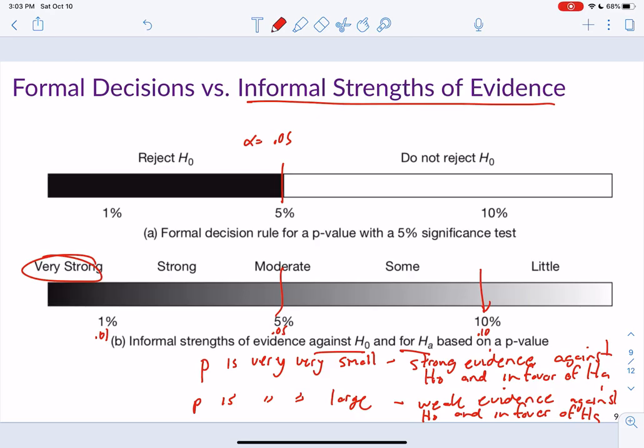a better approach, and I think the way that statistics is in general moving. So I'd encourage you to try to think about it like that. And again, I'm sorry if my misspeaking of the words alternative and null confused you, but what is written on this slide is correct.